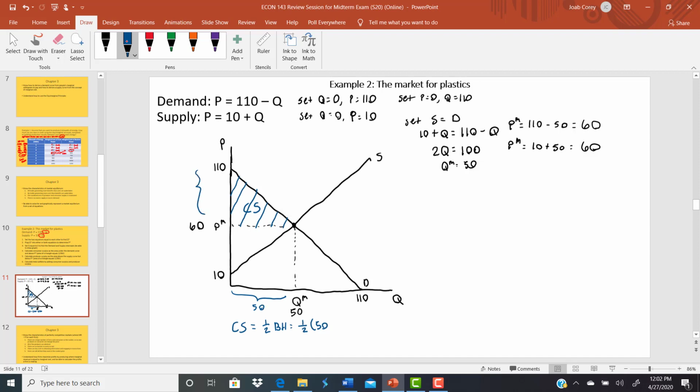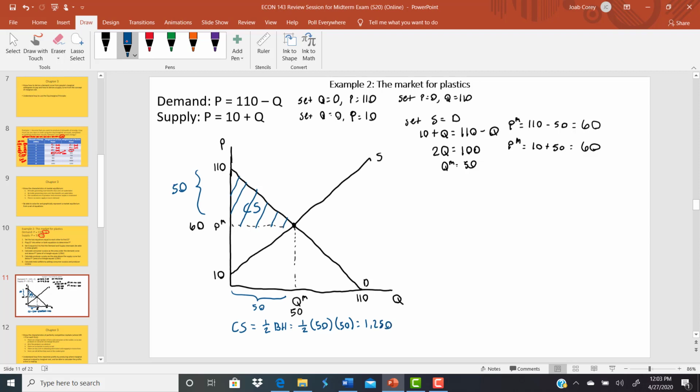And then the height of this triangle is the difference between 110, or that demand choke price, where we set Q equal to 0, that's where we originated on that y-axis for our demand curve, and our equilibrium price of 60. So that's 50. So for our consumer surplus, it is 1/2 of 50 times 50, or 1/2 of 2,500, which is 1,250.